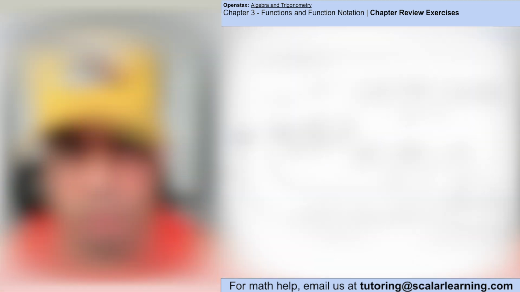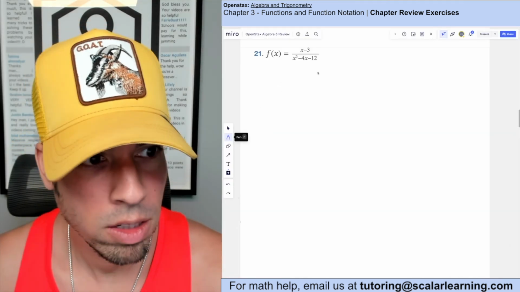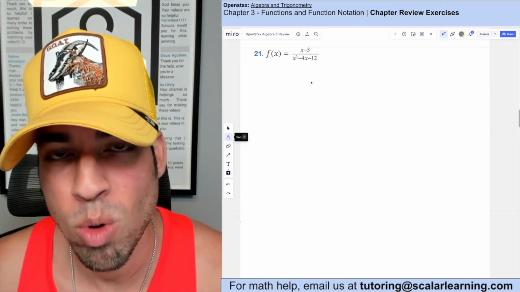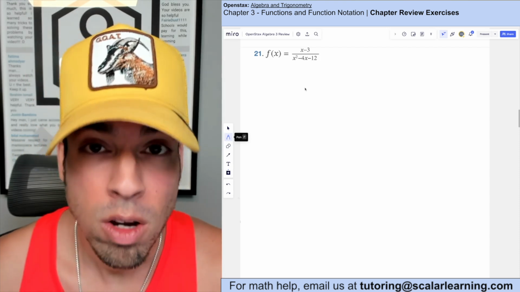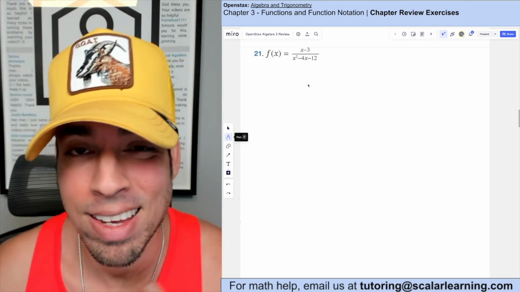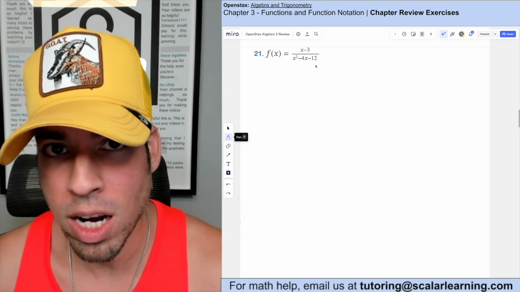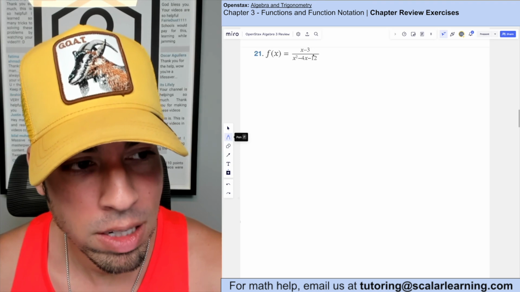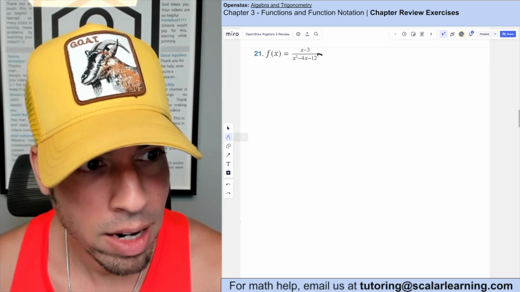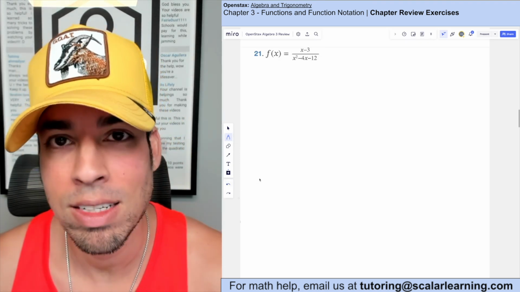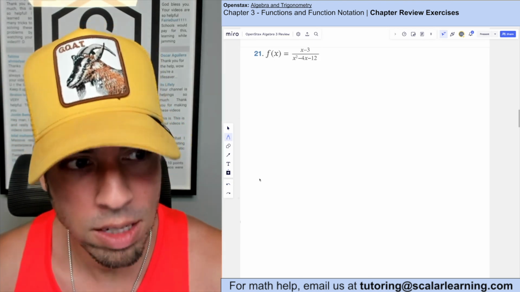Boom, done. For question number 21, we're asked to find the domain. When we're talking about domain, what we're really talking about is what values of x cannot be possible for this function. In this case, since it's a rational function, we're looking at places where values of x are going to give us 0, because we can't divide by 0. We can't have 0 in the denominator.